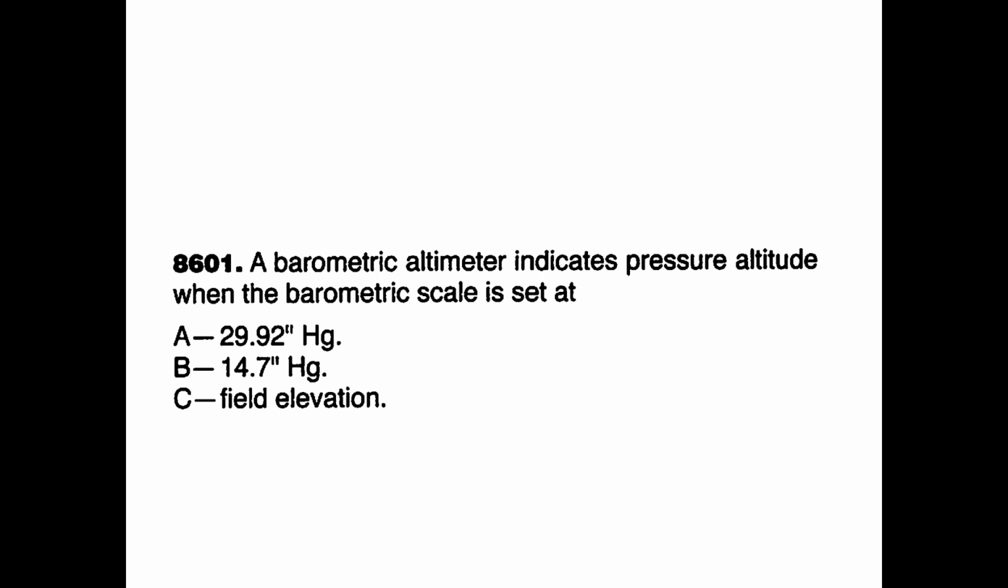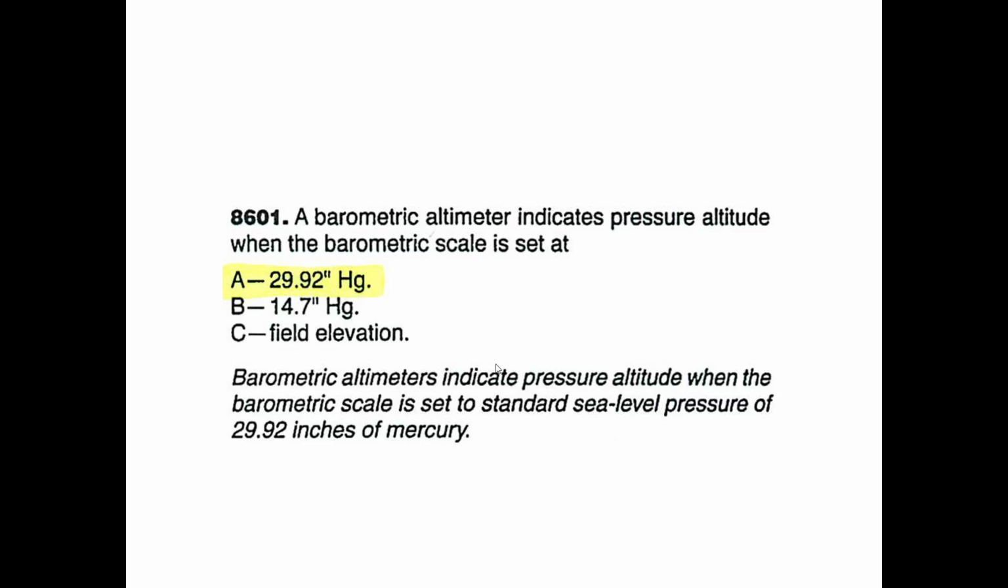Here's the second one. A barometric altimeter indicates pressure altitude when the barometric scale is set at, all right, so it's the reverse of the question. If it's set at 29.92, what is it? It's pressure altitude. And if it's pressure altitude, what is it set at? 29.92. So those are the two pressure altitude questions.